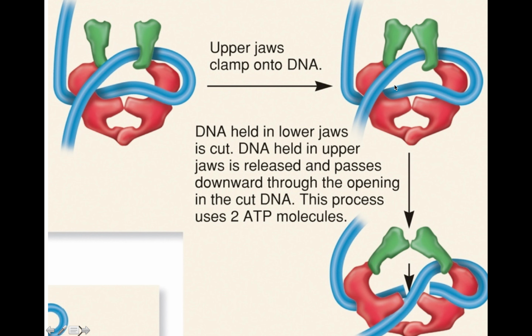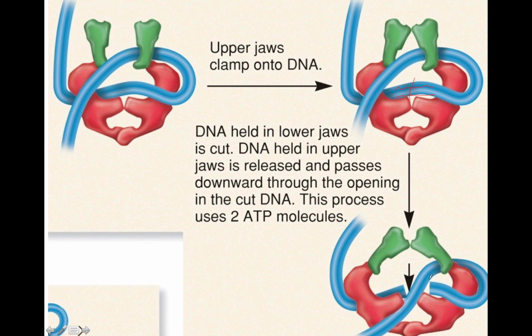When this loop has formed around the topoisomerase, it's ready to be cut by the lower jaws. So the DNA is held in the lower jaws and it's cut right here, both strands of the DNA. If there is a strand here and a strand here, double-stranded DNA, both strands are cut. And here you can see the gap below here.